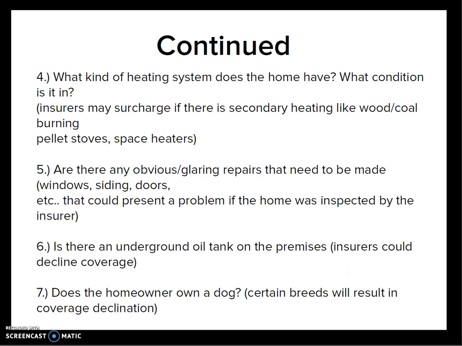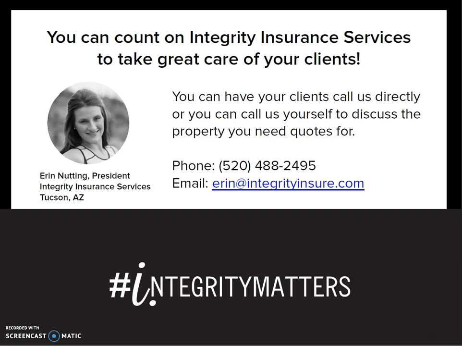Are there any obvious glaring repairs that need to be made? Windows, siding, doors, etc., that could potentially present a problem if the home was inspected. This also goes for things like debris in the yard. We want to make sure that there are no glaring objections that could be looked at as a hazard when inspection comes around. Is there an underground oil tank on the premise? Insurers can actually decline coverage completely. Does the homeowner own a dog? Certain breeds will result in coverage declination.